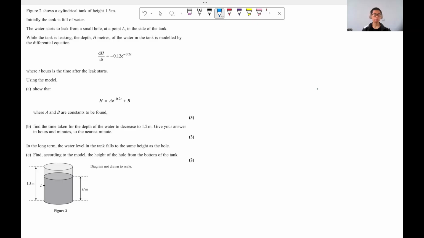Let's have a look at question 7. Figure 2 shows a cylindrical tank of height 1.5 meters. Initially, the tank is full of water. The water starts to leak from a small hole at a point L in the side of the tank, which is point L here. While the tank is leaking, the depth h meters of the water in the tank is modeled by the differential equation dh over dt equal to negative 0.12 e to the power negative 0.12t, where t hours is the time after the leak starts. So be careful with all the units.